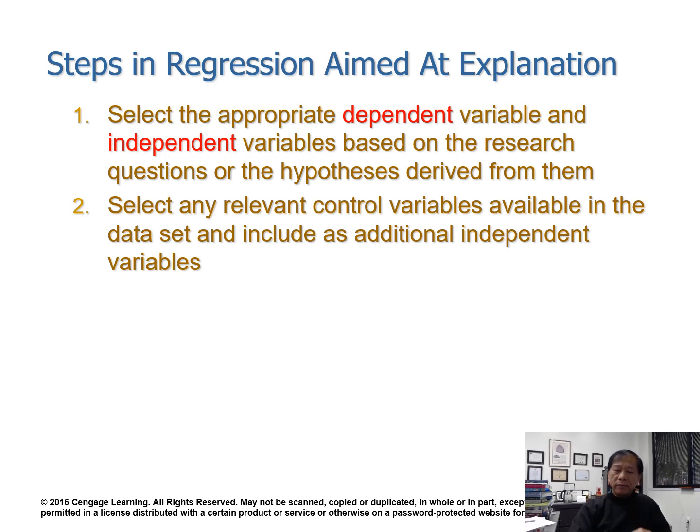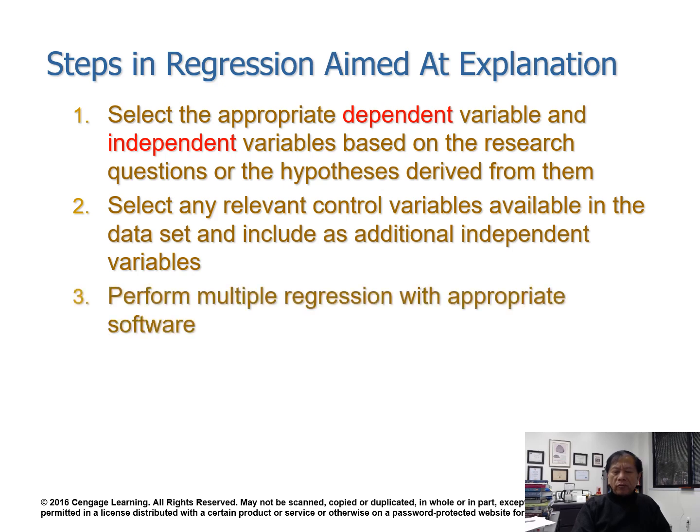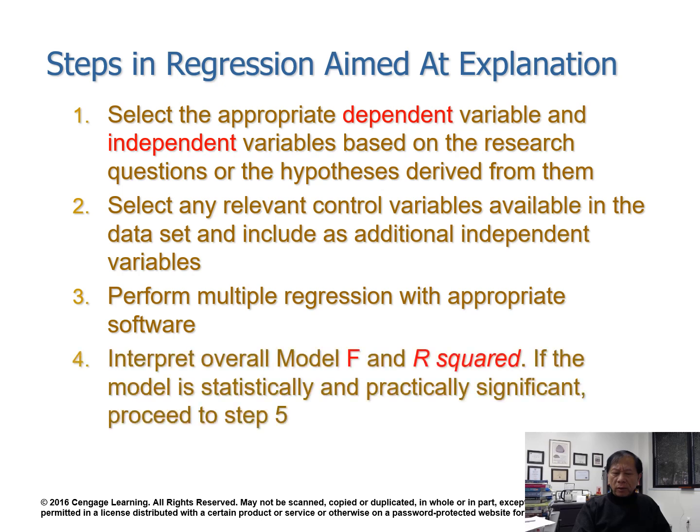You can use that as your dependent variables. And then you can choose some independent variables, such as demographics: age, gender, income, and so on. You can select any relevant control variables available in the data set and include them as additional independent variables. You can perform multiple regression with appropriate software. For your class, you can do a simple regression, or multiple regression with a few independent variables. Then you interpret your F and R squared. Remember, the F ratio and then the p-value show if it's significant, and R squared shows the percentage of variance explained.